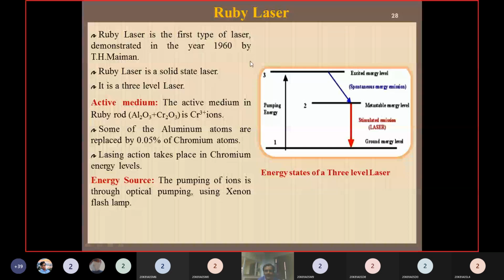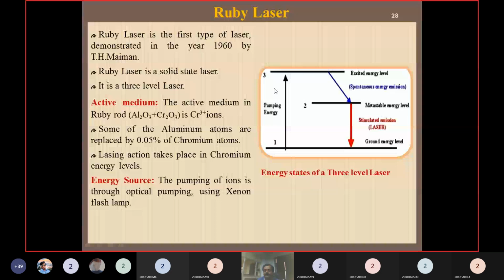So who demonstrated this? T.H. Maiman. Okay, so this is the solid state laser, and it is a 3-level laser. This is just the introduction about the Ruby laser.